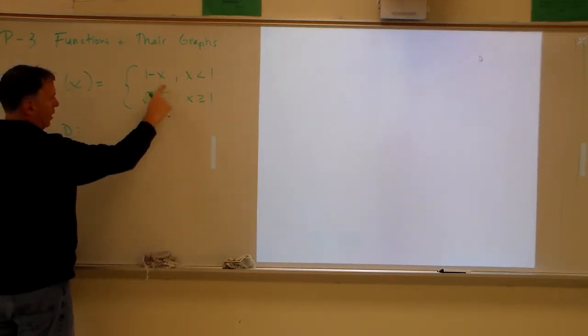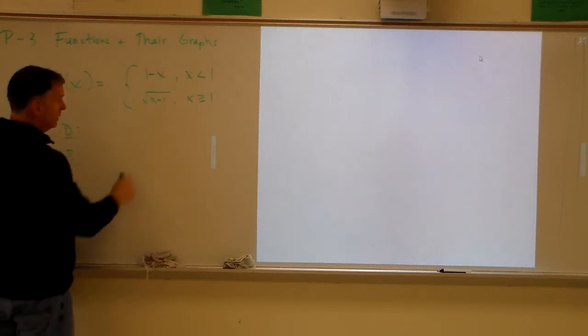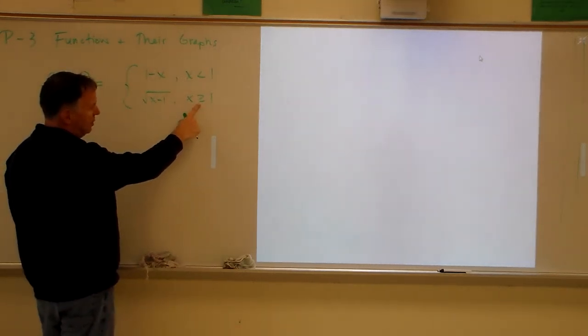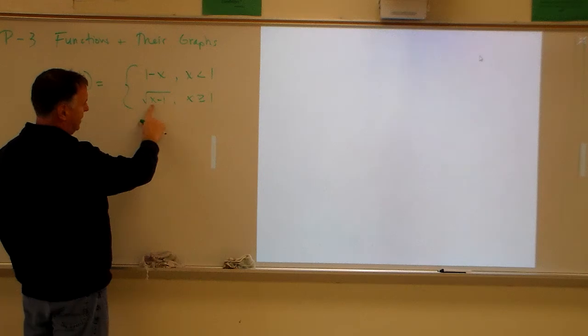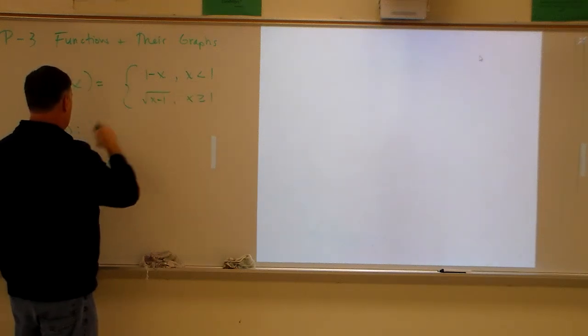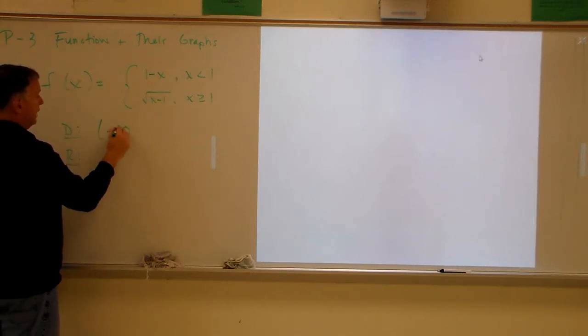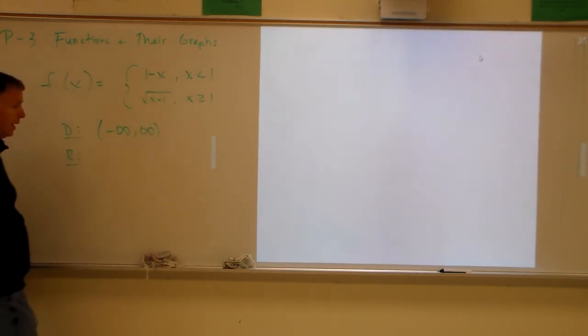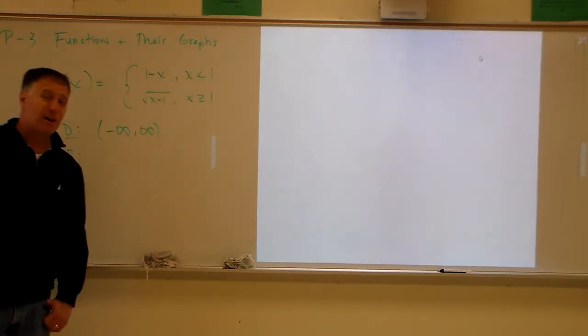Now, normally when you have a square root, you have a problem with negatives, but if 1 is the smallest value that I can plug in for x, and I can't plug in negatives, my negatives go here, my domain is going to be negative infinity to infinity. Okay? Now I got to think about my range.